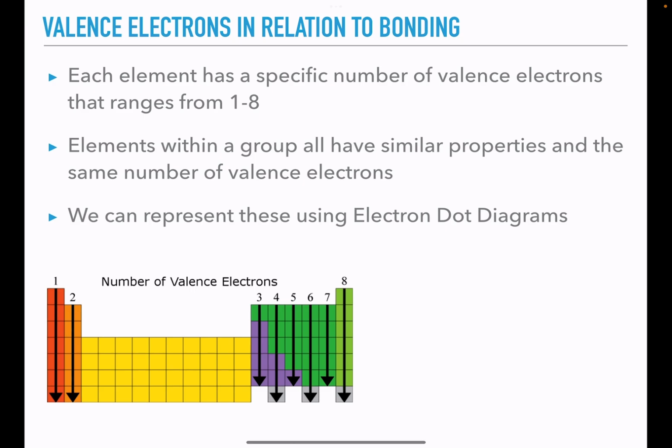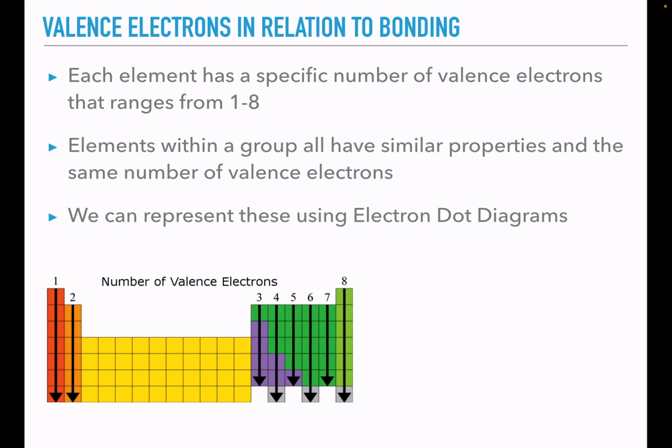There's a pattern we can follow that you're going to want to add to your periodic table. Each element has a specific number of valence electrons that ranges from 1 to 8. Group 1 all have 1 valence electron. Group 2 all have 2. Then we skip over to group 13, which all have 3, group 14 has 4, group 15 has 5, and so on. Add this to your periodic table in your science notebook: put valence electrons in a specific color and put those numbers above the groups to help you remember. Elements within a group all have the same properties, and the same number of valence electrons falls into that.